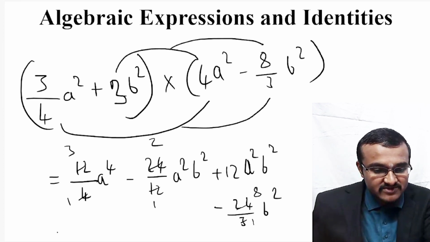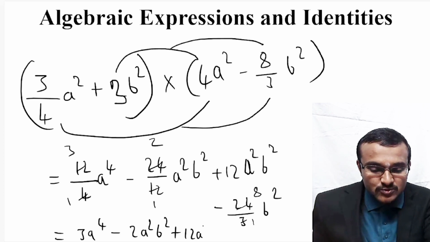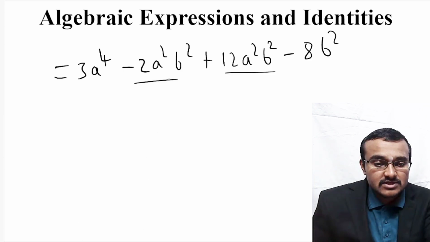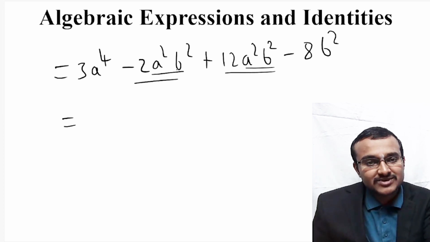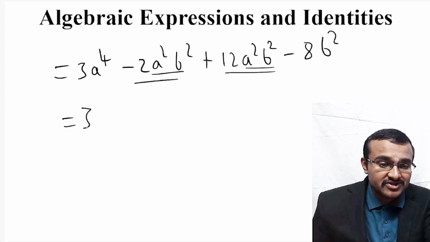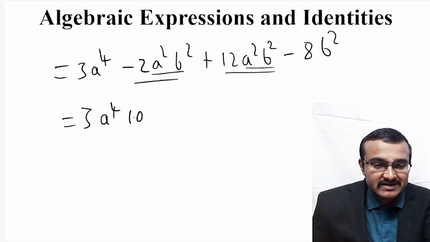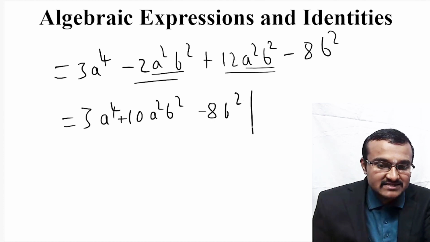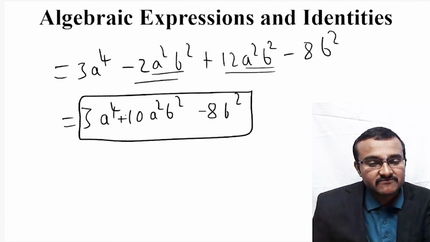So now the answer which you will be getting here will be 3a power 4 minus 2a square b square plus 12a square b square minus 8b square. These two terms have the same variables, a square b square, a square b square. You can perform addition and subtraction between these two. So minus 2 plus 12 will be plus 10. So 3a power 4 plus 10 a square b square minus 8b square is the answer for this sixth question in this particular first question.